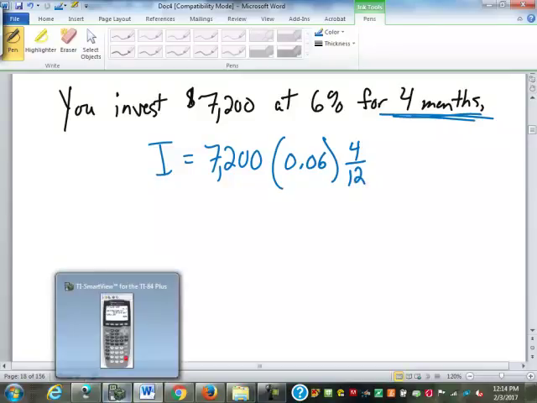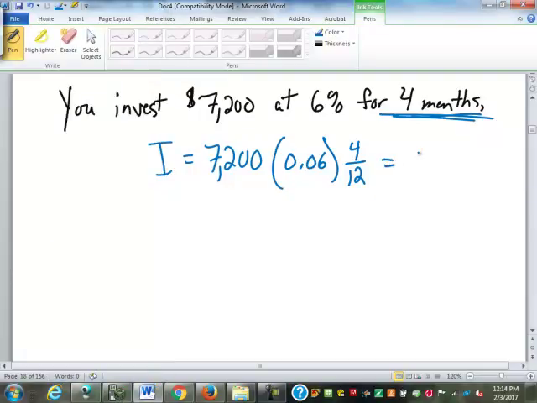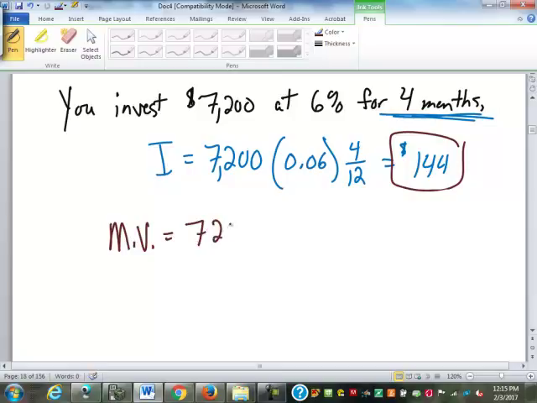So now we multiply this all out. I think it's $360, but I'm going to double check it. Oops, $144. Good thing I didn't guess on that one, huh? So yes, $144 is our interest. That's our interest. That means the value at the end, the maturity value, is going to be the 7,200 plus the 144, or 7,344.